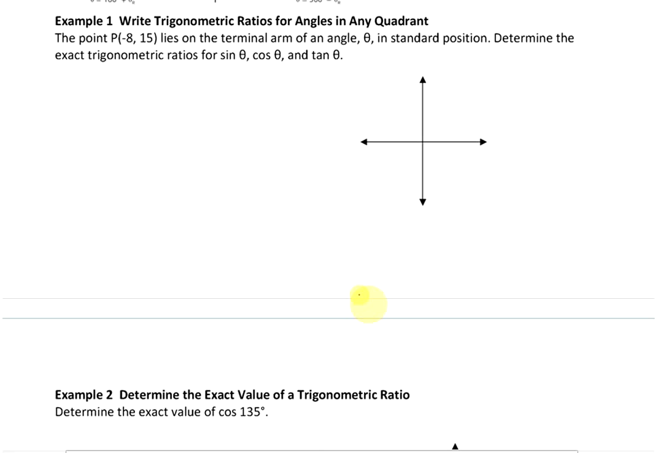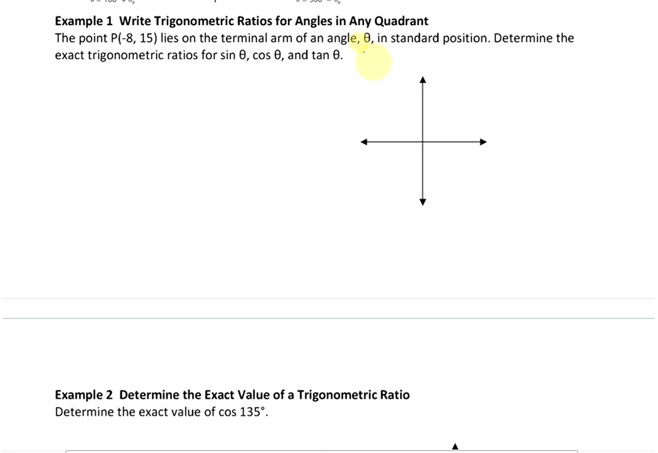Okay, example 1. Write trigonometric ratios for angles in any quadrant. The point P(-8, 15) lies on the terminal arm of an angle theta in standard position. Determine the exact trigonometric ratios for sine theta, cos theta, and tan of theta.